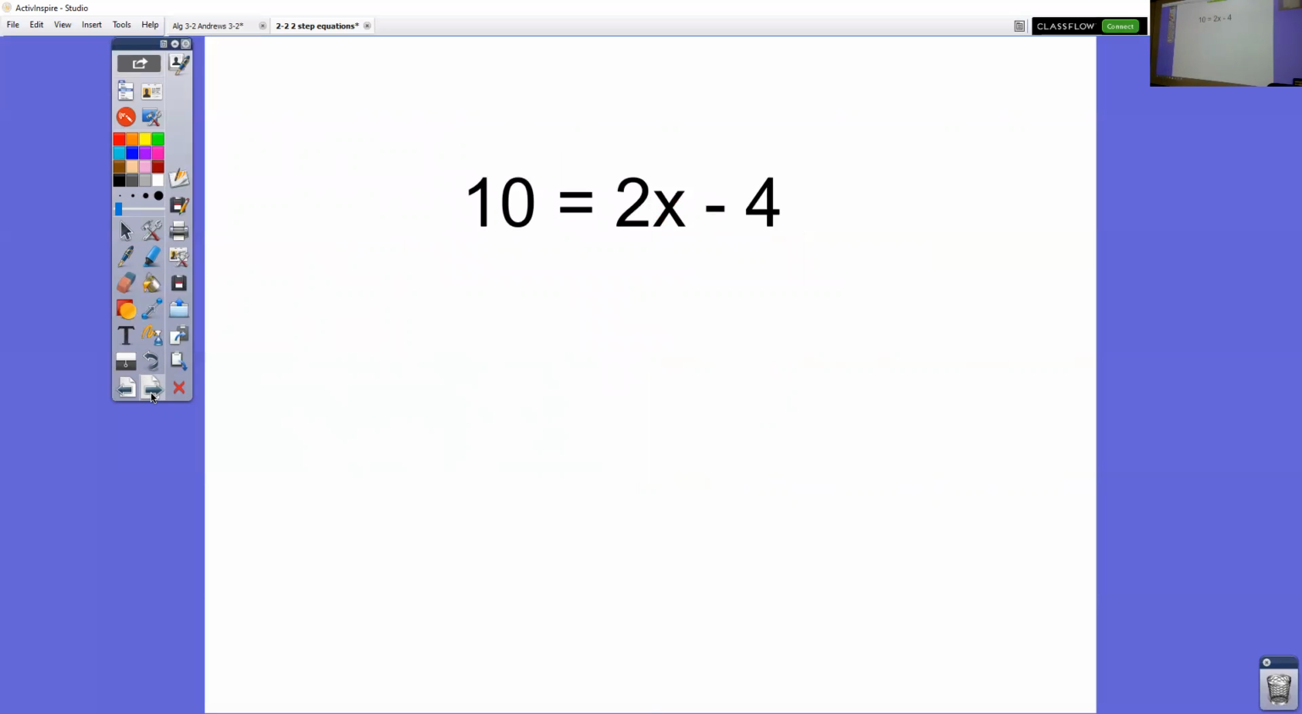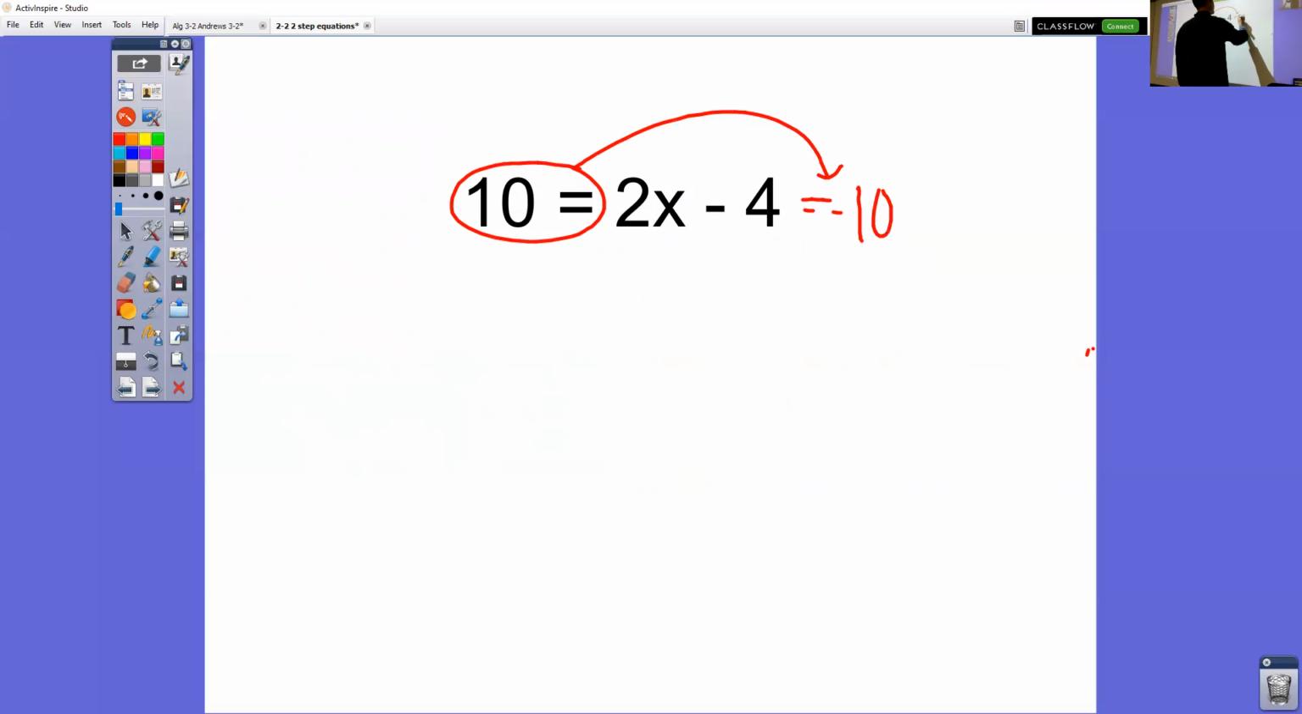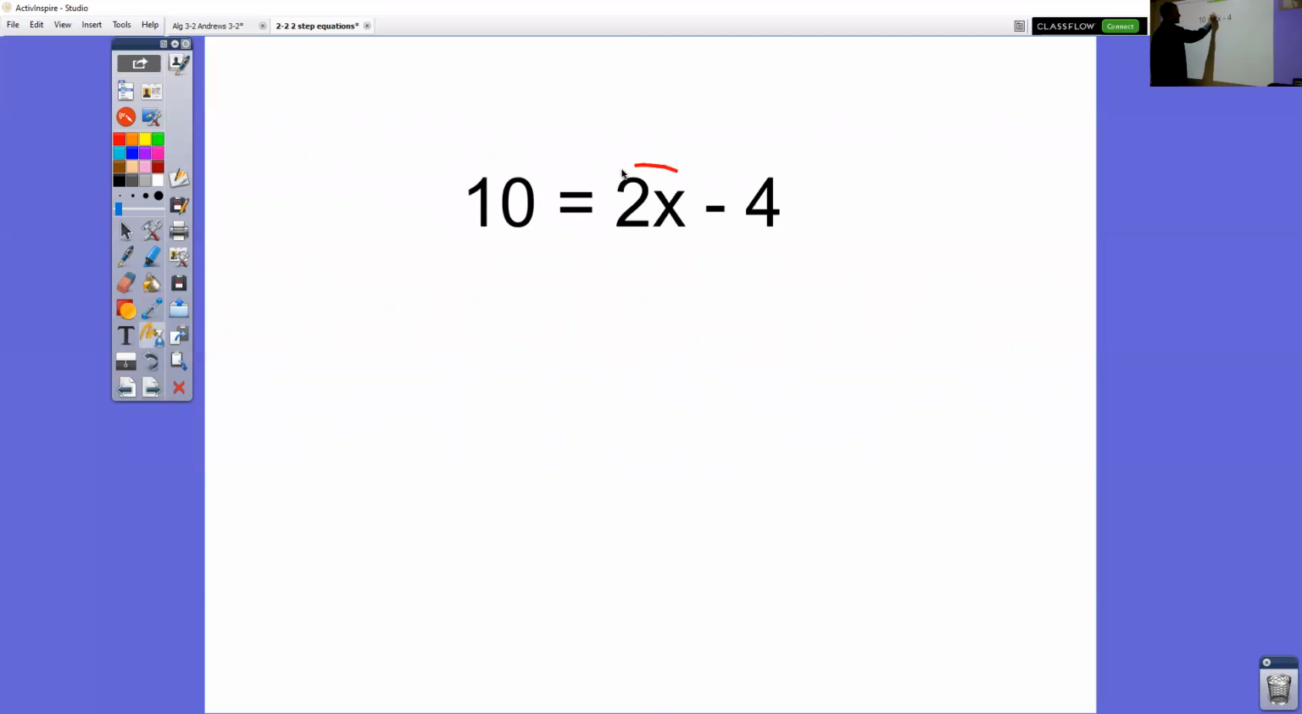Sometimes they're going to try and trick you by writing the whole problem backwards. If you don't like that this equals 10 is at the beginning, we can always move the equals 10 to the end, so that we have 2x minus 4 equals 10. So we can move it to the end like that if we want to, but we don't have to. If we want to try and get this 2x all by itself, we've got to get rid of that -4 by doing +4 and +4.